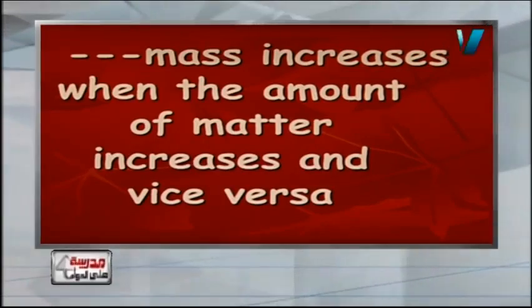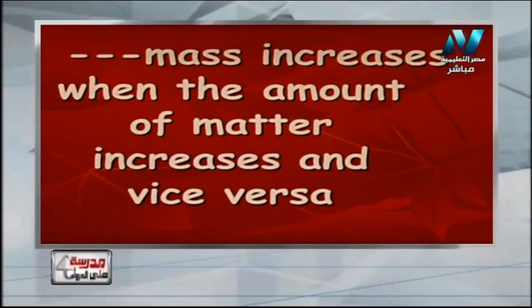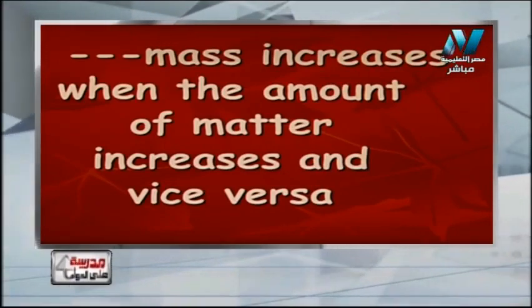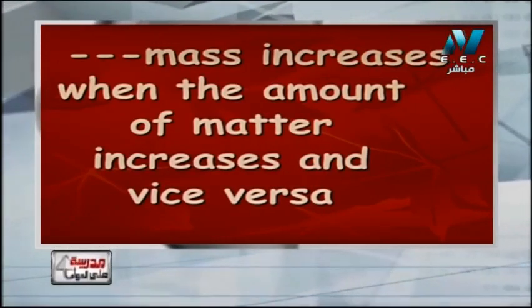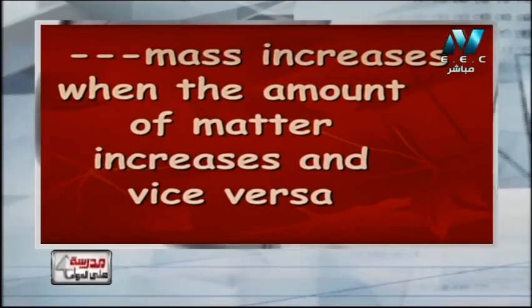So we can say that the relation between mass and matter is direct relation. We studied it in grade five. Direct relation means if this increases, that also increases. So again the relation between mass and the matter is direct relation. Why or give reason? Because when matter increases mass increases too.